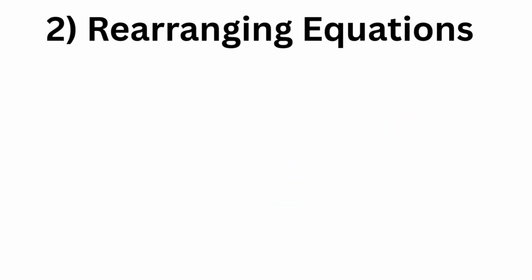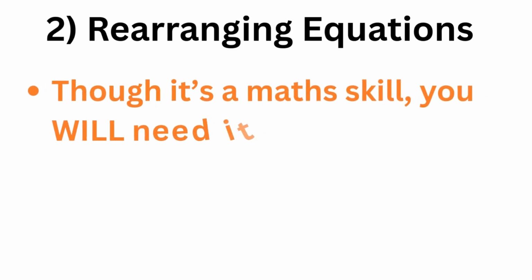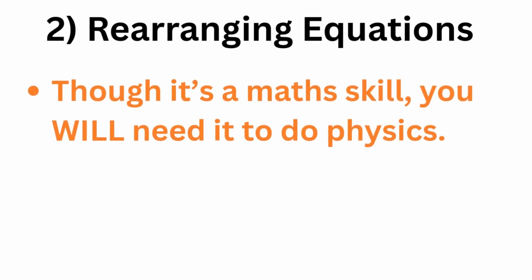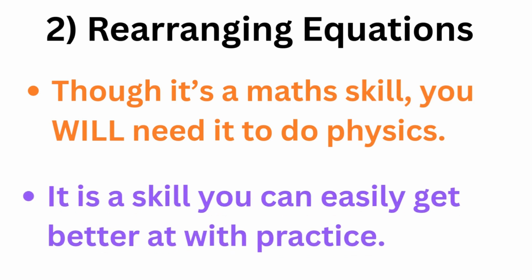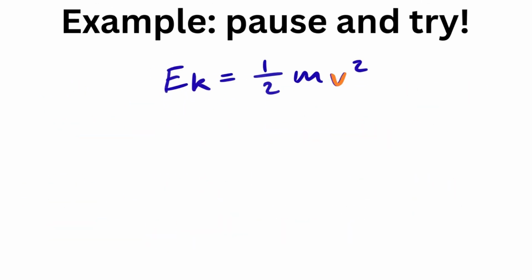The second big mistake is not really knowing how to go about rearranging equations. Though it's a math skill, you will need it to do physics. Not to worry though, rearranging equations is a skill that you can practice easily by doing either math sheets or rearranging physics equations in your own spare time. Here's an example for you to try.